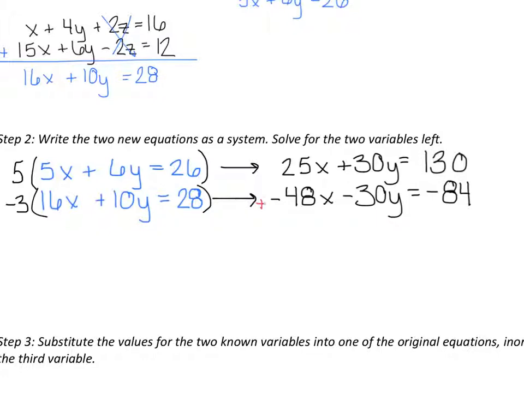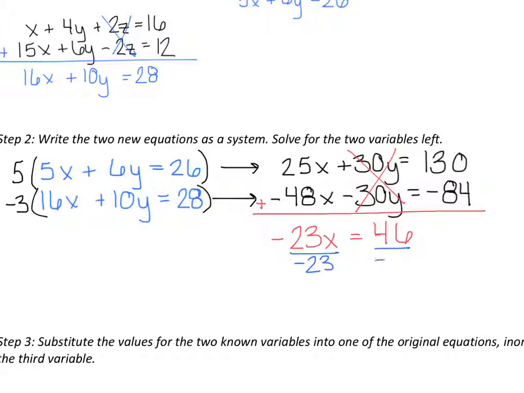Okay. Now we combine them, because our y's will cancel. So what's 25 minus 48? Negative 23x equals 130 minus 84. That's 46. And then we've got to divide that by negative 23. That'll equal negative 2. X is going to equal negative 2.